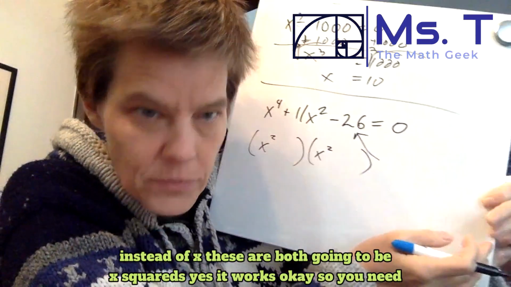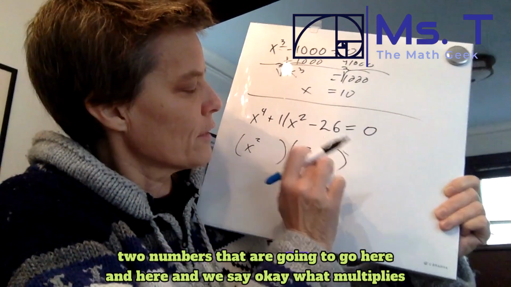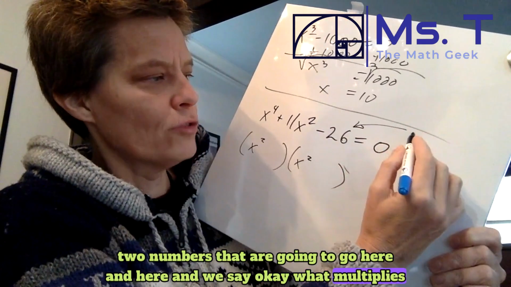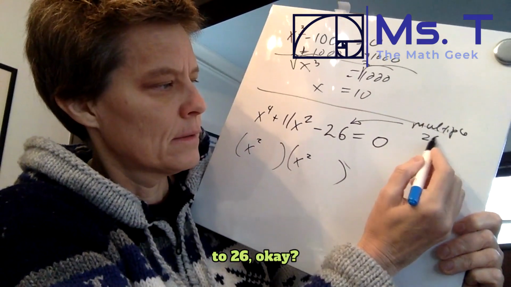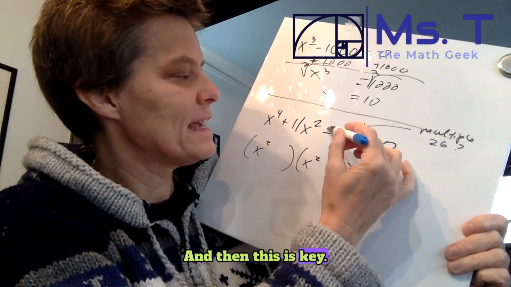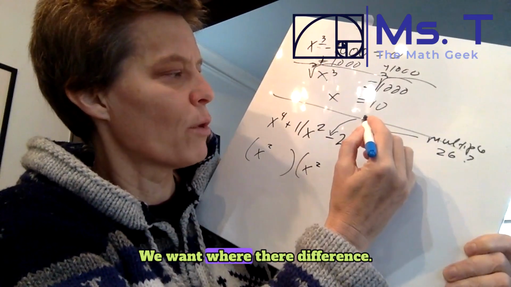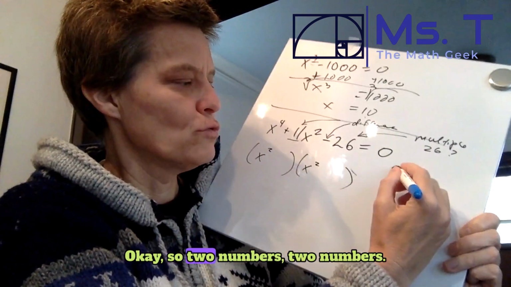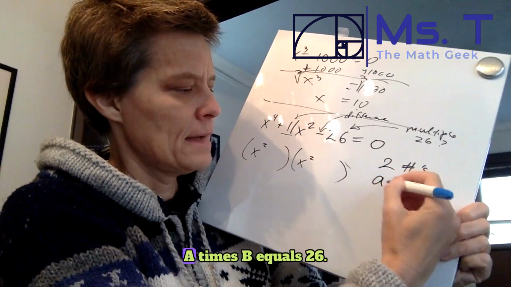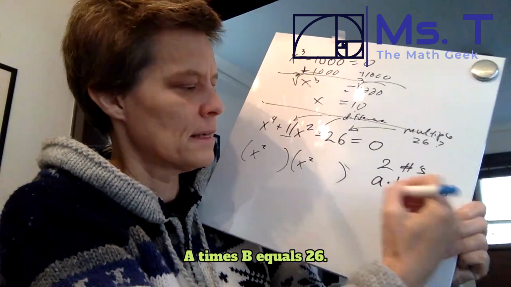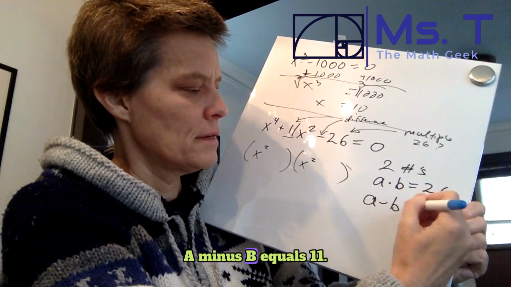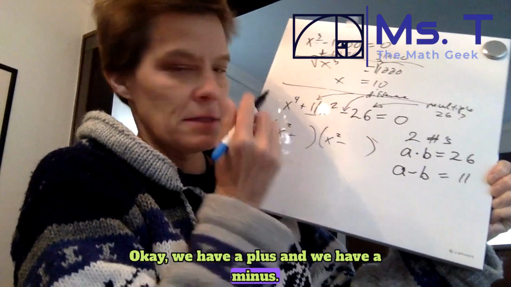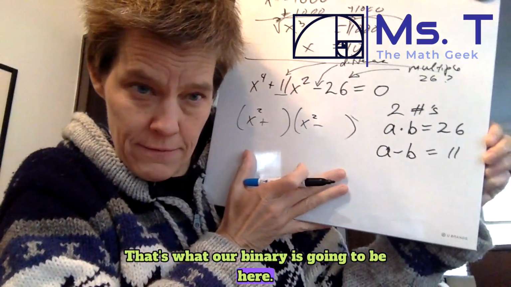So you need two numbers that are going to go here and here. And we say, okay, what multiplies to 26? And then this is key: do we want sum or difference? We want where their difference is 11. So two numbers, a times b equals 26, a minus b equals 11. Those are our objectives for the two numbers. We have a plus and we have a minus. That's what our binomials are going to be here.